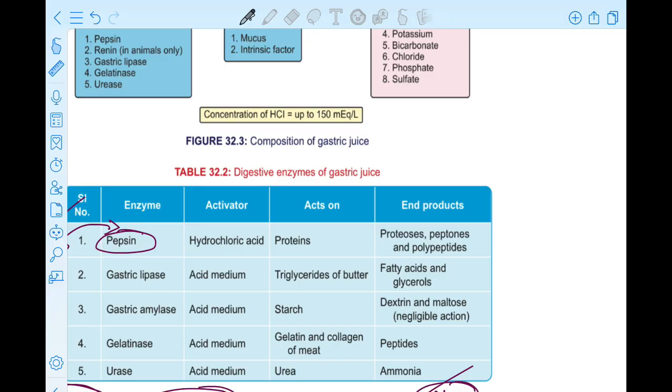So in the next session, we'll wind up the gastrointestinal system after learning about the pancreatic secretion, how it is regulated, and the rest of the chapter.